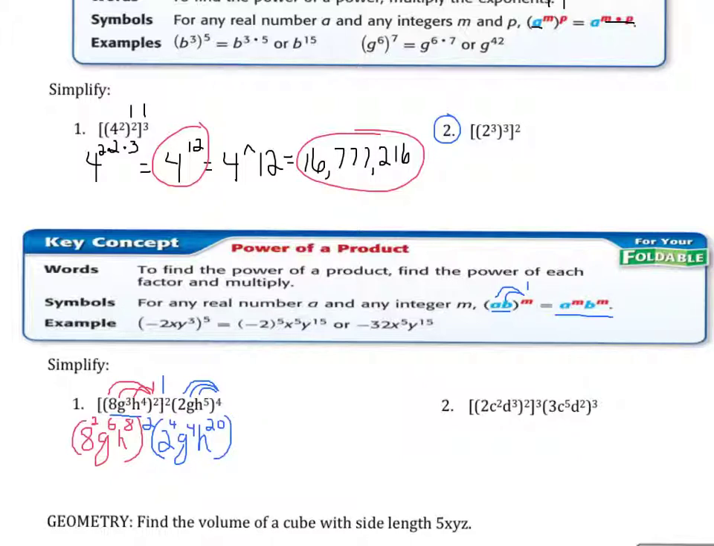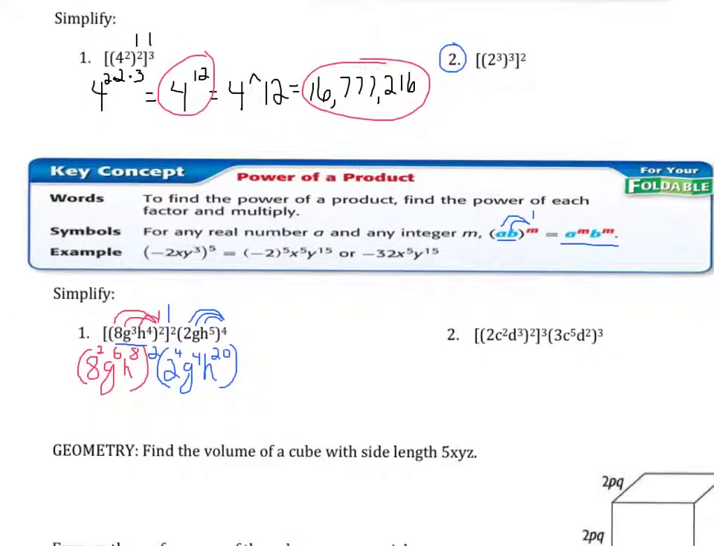Alright, so for the next step, we're going to do the same thing with that 2 that we still have hanging out. So we're going to take this 2 and put it on the 8 squared, the g to the 6th, and the h to the 8th. Okay, so we're going to have 8 squared to the second power, which gives us 2 times 2 is 4, 8 to the 4th.